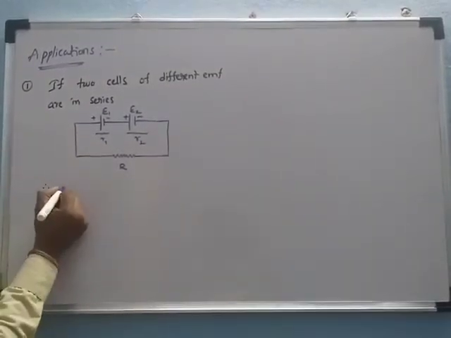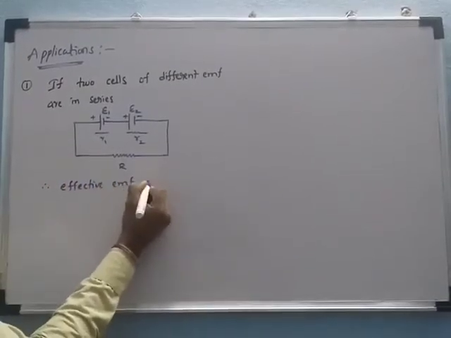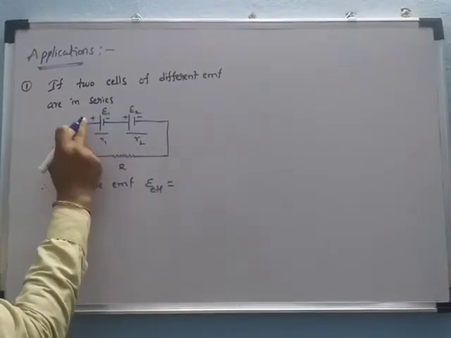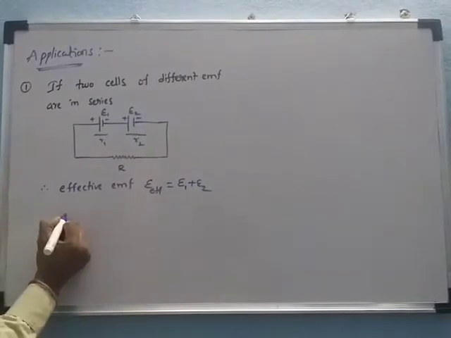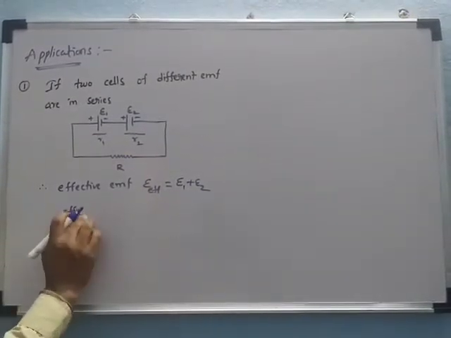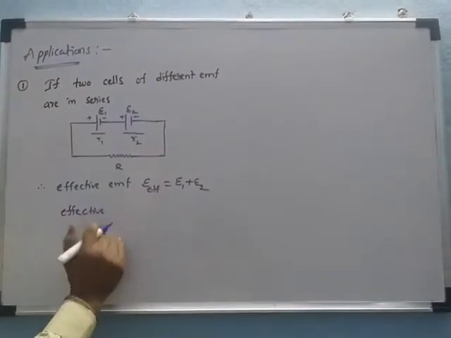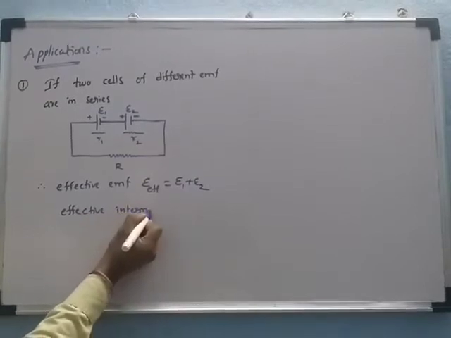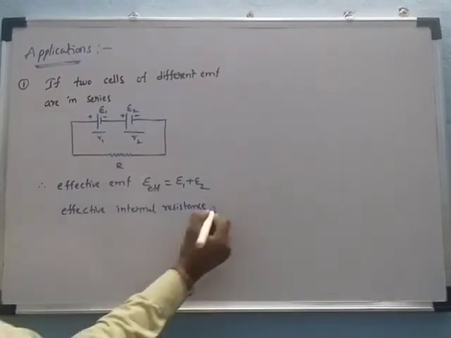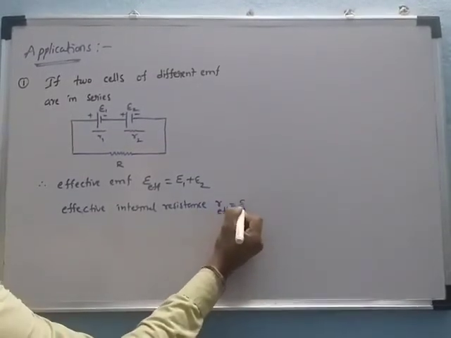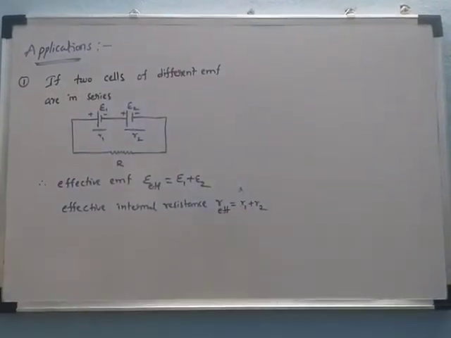Therefore, effective EMF, E effective, is equal to E1 plus E2. And therefore effective internal resistance, small r effective, is equal to small r1 plus small r2.